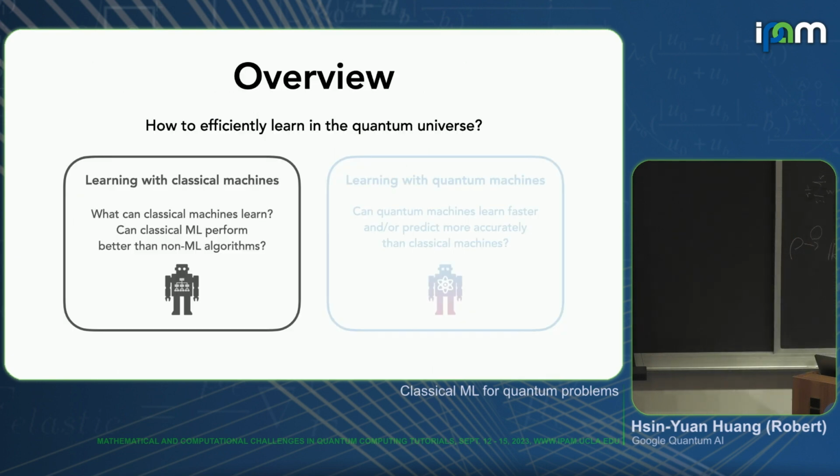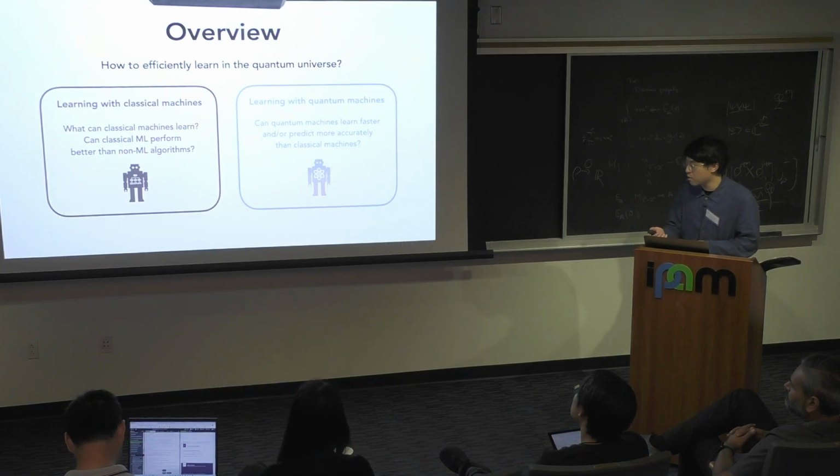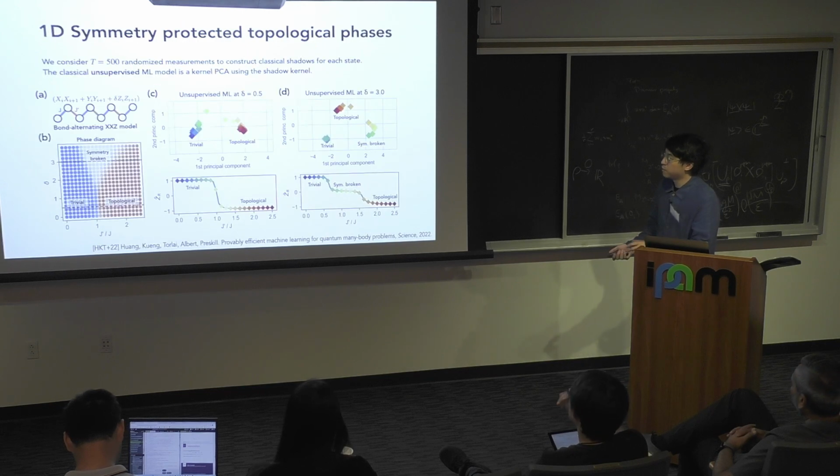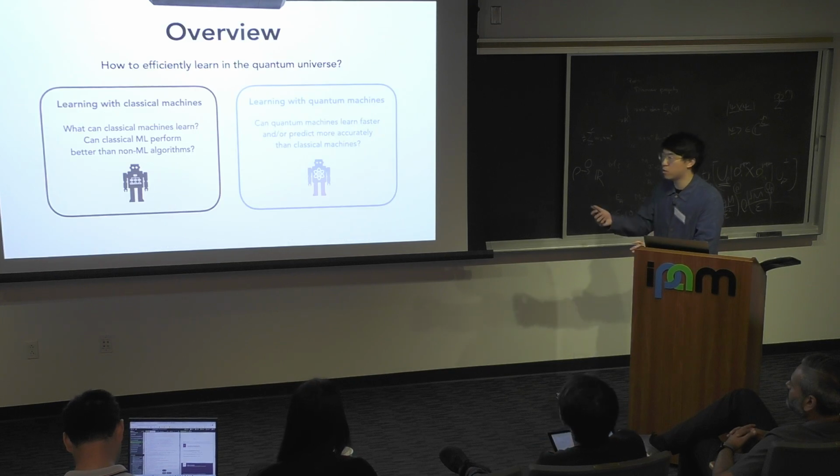So together, that provides some of the initial answers to the question of what can classical machines learn, and can classical machine learning algorithms perform better than non-machine learning algorithms. And what we have seen so far is that there are various quantum problems, like predicting ground states in gapped systems, and also classifying quantum phases of matter, which are all intrinsically quantum problems, but yet you can use classical ML algorithms to solve them efficiently and rigorously.